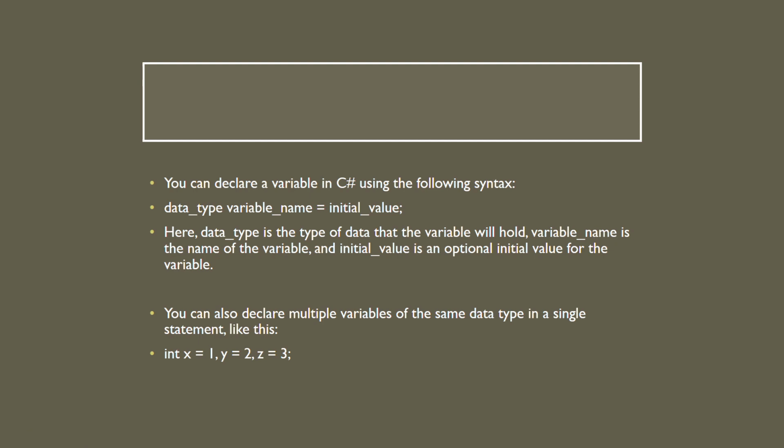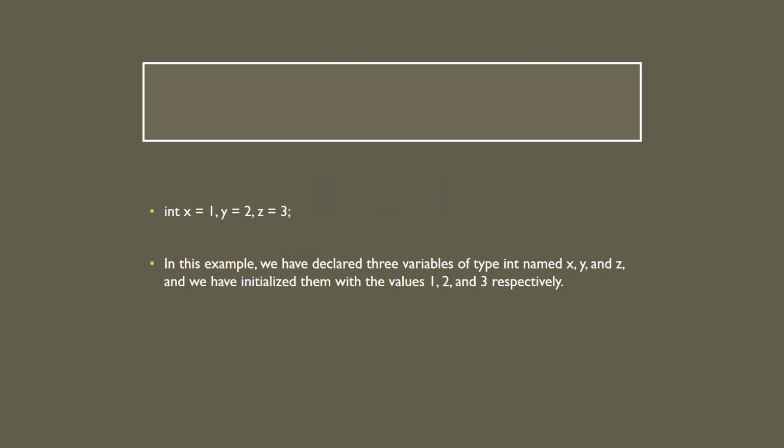You can also declare multiple variables of the same data type in a single statement like this. int x = 1, y = 2, z = 3. In this example, we have declared three variables of type integer named x, y, and z, and we have initialized them with the values 1, 2, and 3 respectively.